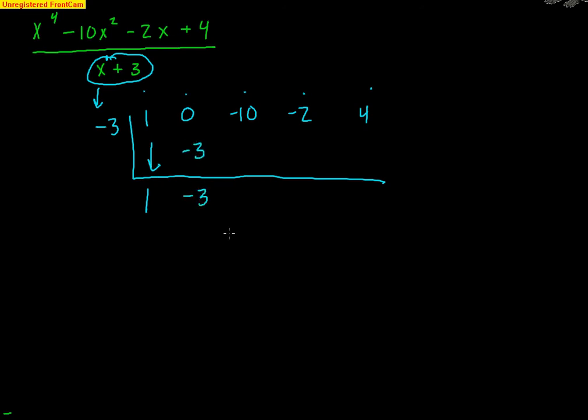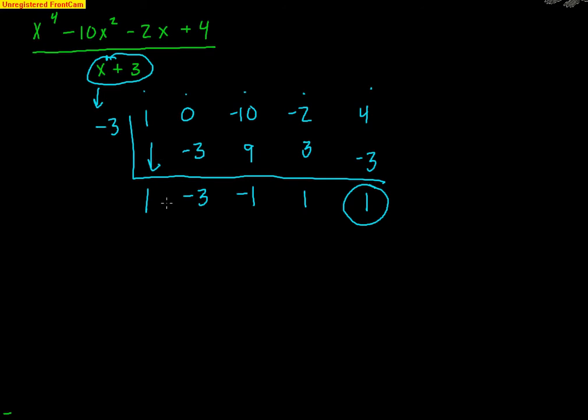0 plus negative 3 is negative 3. Then we multiply. Negative 3 times negative 3 is 9. And then add your columns. Negative 1. Multiply. Negative 3 times negative 1 is 3. Add your columns. Positive 1. Multiply. Negative 3 times 1 is negative 3. Add your columns. We get a 1. The last number is always your remainder when you get to the very end.